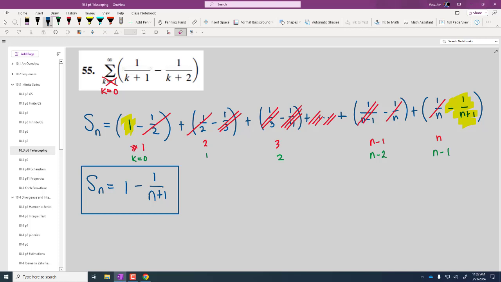Let's just check. The very first term in this series is 1/2. 1 minus 1/2 is 1/2. So if we plug in a 1 right here, we should end up with 1/2, and we do. If we wanted the sum of the first two terms, we should get 1, these would cancel, 1 minus 1/3 is 2/3. So if we plug in a 2, we should get 2/3. Do we? Plug in a 2 right there, we get 1 minus 1/3, which is 2/3.